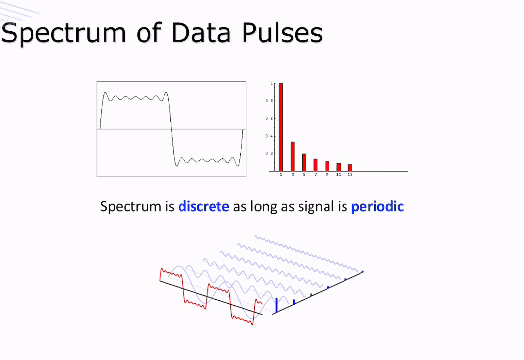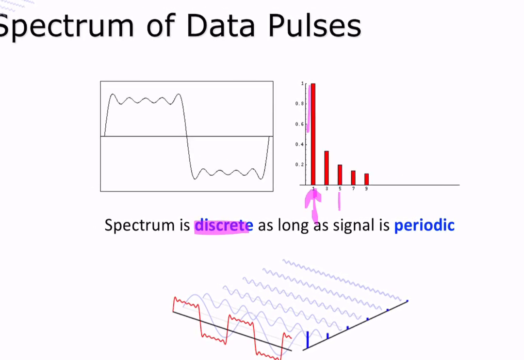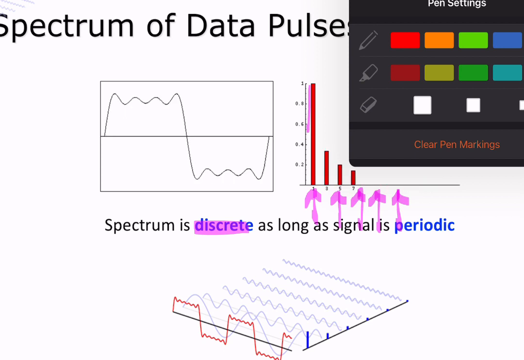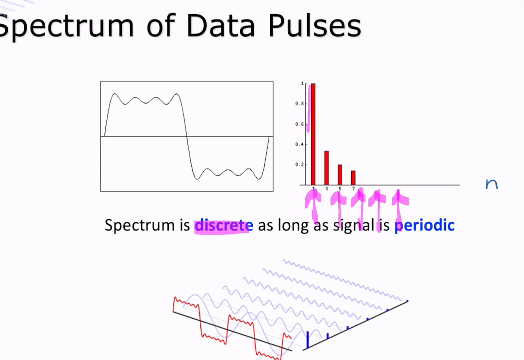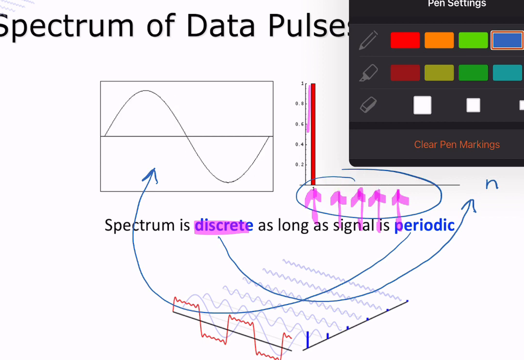So what you're seeing here again is a discrete spectrum. By discrete, what do we mean? We just mean that these spectral lines are defined only at certain values of frequency. So the axis actually has an n, and there you've got 0, 1, 2, 3. So this is a discrete axis. Why is the spectrum discrete? Because the signal is periodic. So with a periodic signal, we have a discrete spectrum.